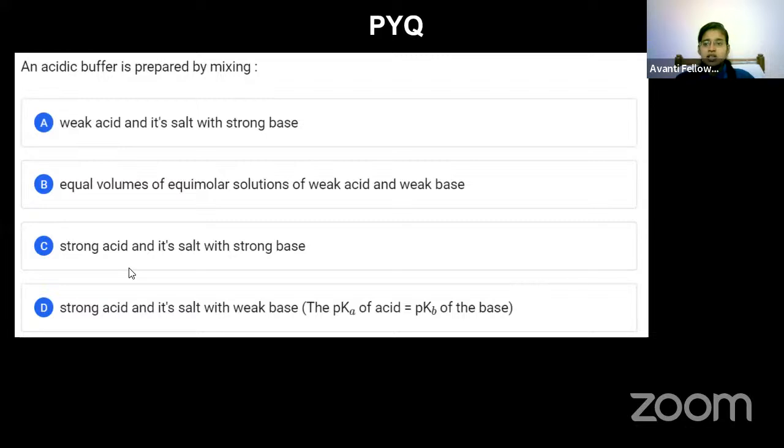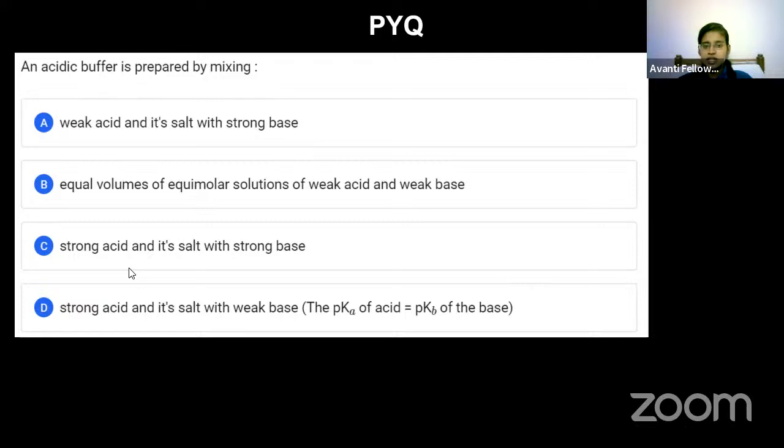Yeah. So this is the first question from the buffer solution topic. An acidic buffer is prepared by mixing. Can anyone find out the answer for this? I will give you 30 seconds to 1 minute to solve this. So please find out the answer and let me know the answer in the chat box. Which option is correct? You can go through your notes also, if you have it. Find out the answer and let me know the option in the chat box.